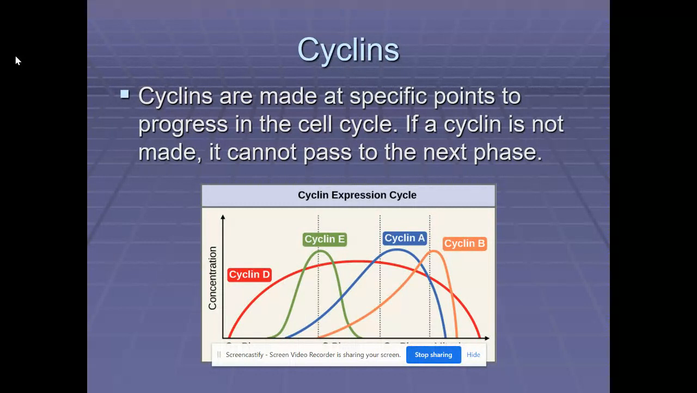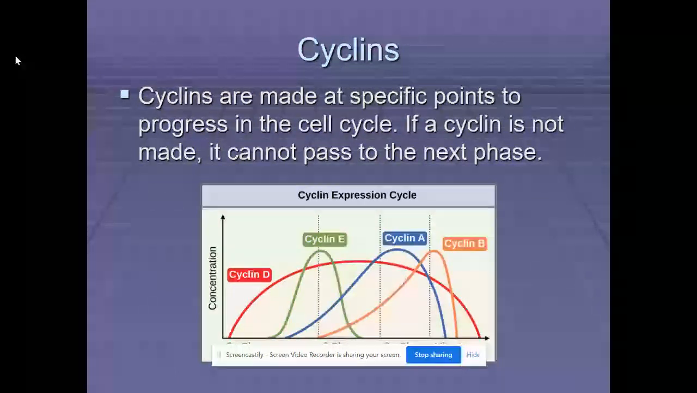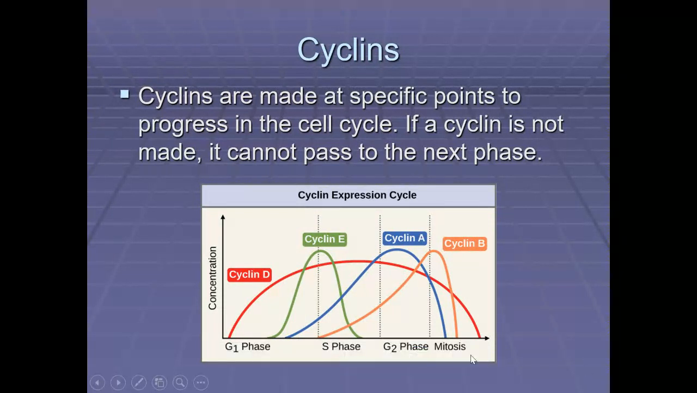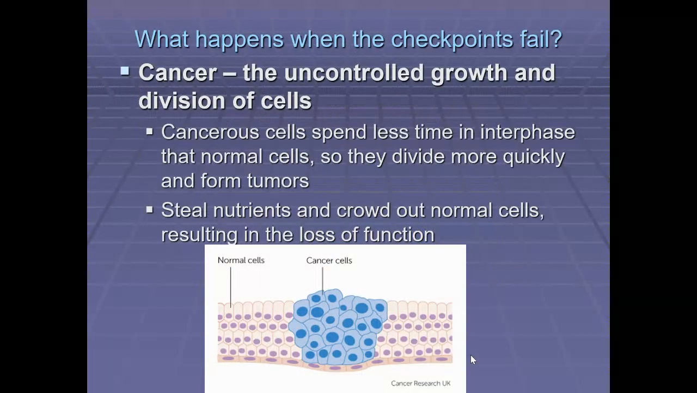So this is going to be on the test. Cyclins are made at specific points to progress in the cell cycle. And as I said, if a cyclin is not made, it can't go to the next phase. So for instance, if we have cyclin B, as we see there, if it is not made, then the cell is not going to go into mitosis. If we don't have cyclin E, we're not going to go into S phase, and so on and so forth.